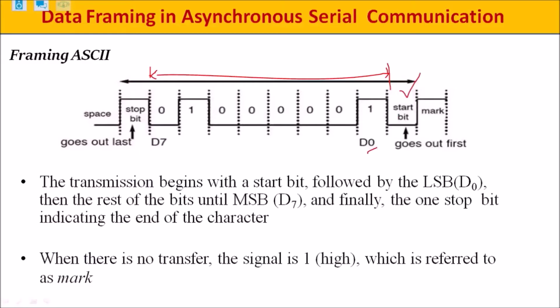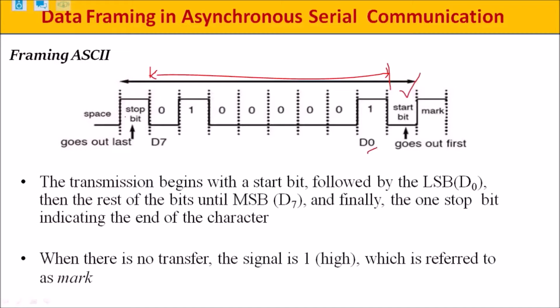So after that, first it will transmit the start bit, then the LSB bit. So it will transmit all these 8 bits one by one. And to indicate the stop of the frame, it will transmit a stop bit. Here one stop bit is shown, but the stop bit can be programmable. It can be 1 bit, 2 bits, or 1.5 bits.